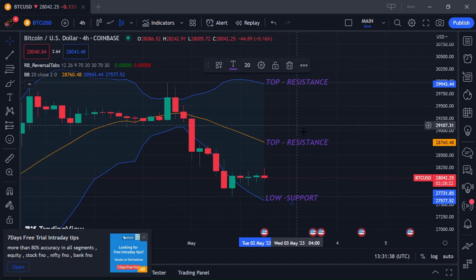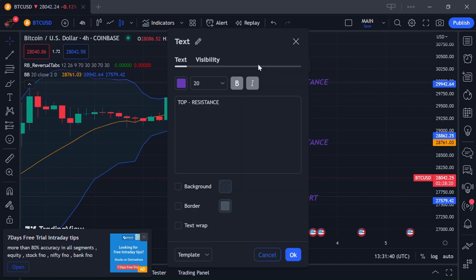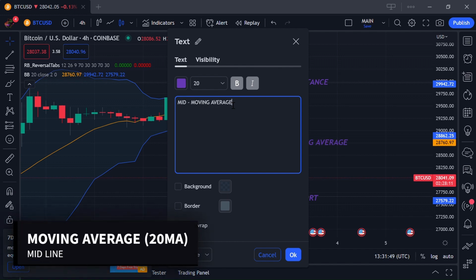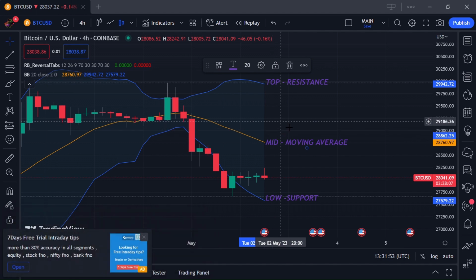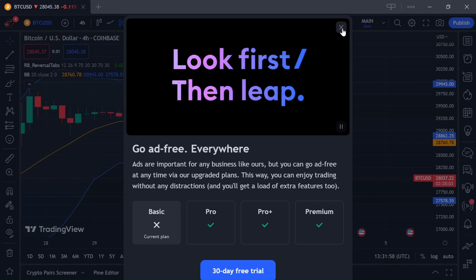Okay, so let me just correct it. Right over there, this is the middle. We can just put mid, and we can put this as the moving average. It does make sense, right? If you're into trading, you will definitely find joy in learning about trading. So just remember these three lines.